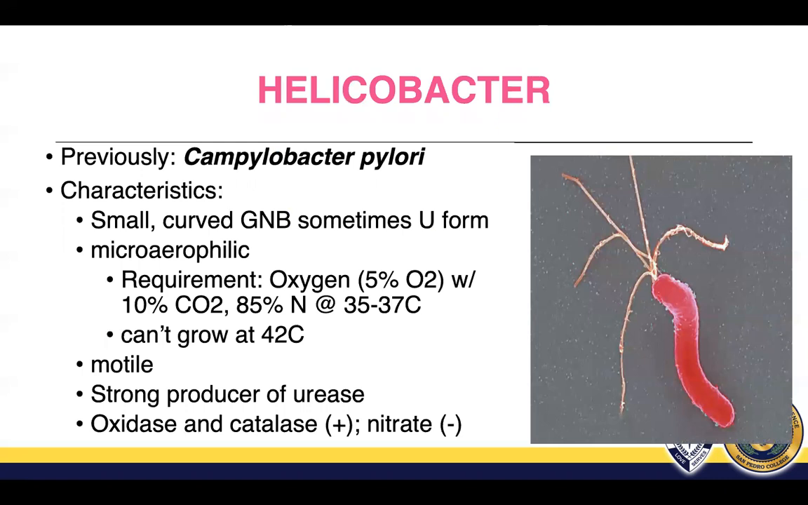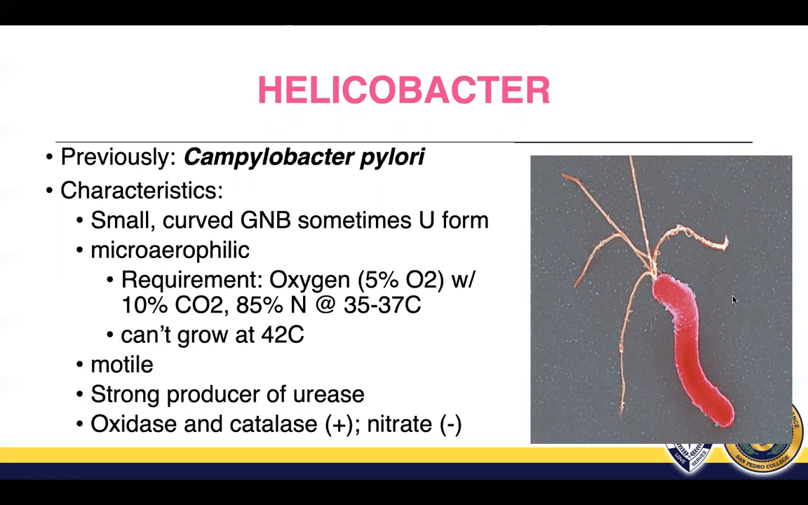Next, we have the Helicobacter organism. Previously, they belonged to Campylobacter, and the previous name is Campylobacter pylori. There is only one clinically significant species for this genus, and that's Helicobacter pylori. It is small and difficult to find microscopically, with curved gram-negative bacilli. Sometimes they only demonstrate the U form.